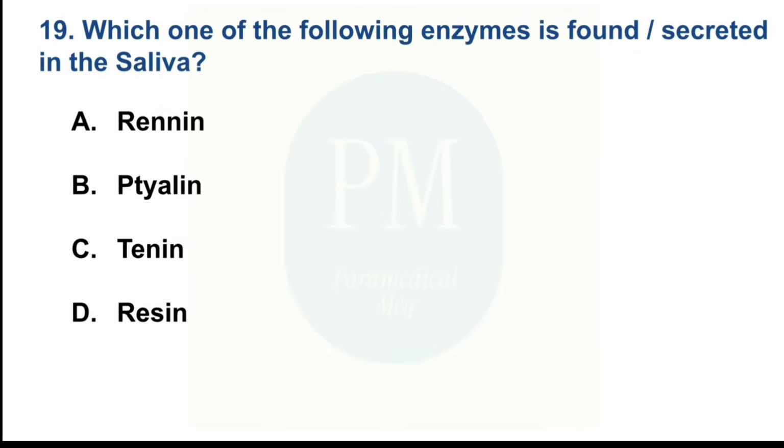Which one of the following enzymes is found or secreted in the saliva? Option A, renin, option B, ptyalin, option C, tannin, option D, resin. The correct option is option B, ptyalin.